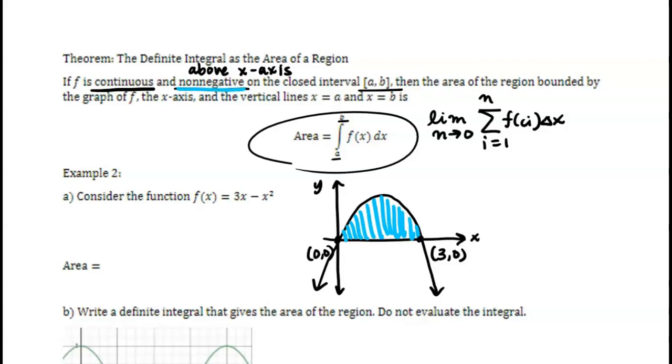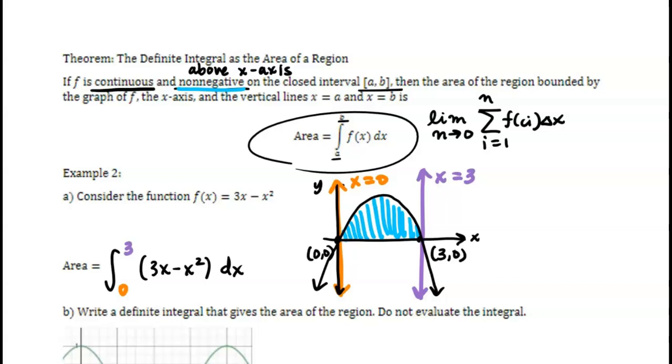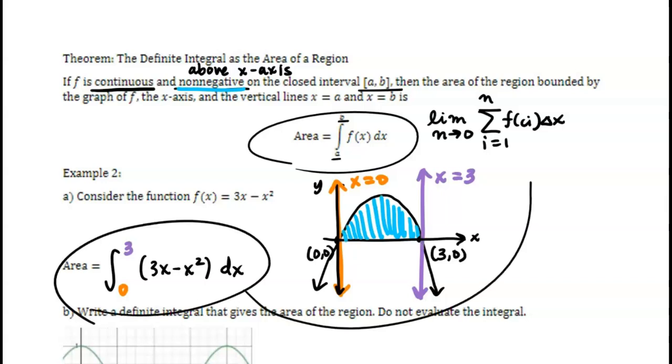So the area of that blue region that I just shaded, that is under the graph, above the x-axis, and between the vertical lines of x equals 0 and x equals 3, would be given by the integral from the lower limit of 0 to the upper limit of 3 of the function 3x minus x squared dx. And if we wanted to actually evaluate that, that's us going back to that limit definition and looking at rectangles, but we're not going to look at that right now. Eventually, we will learn a much quicker way to evaluate that.